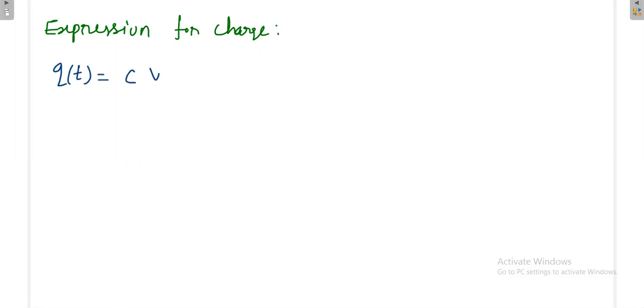Again, the expression for charge: initially the charge is more. As time progresses, the charge inside the capacitor decreases because current is flowing through the resistance. At any point of time, Q(t) = C V(t). The more the voltage, the more the charge; the lesser the voltage, the lesser the charge. Now I know V(t) is V0 e^(-t/tau), so Q(t) = C V0 e^(-t/tau). The charge decay follows the time constant tau only.